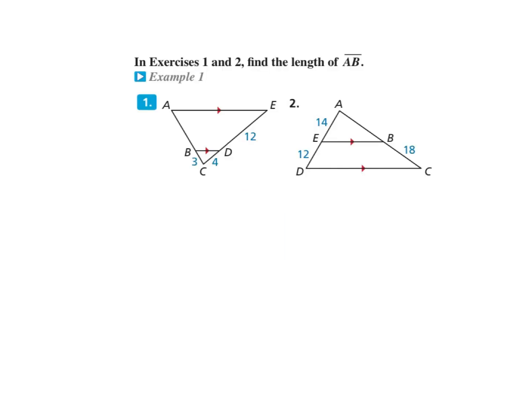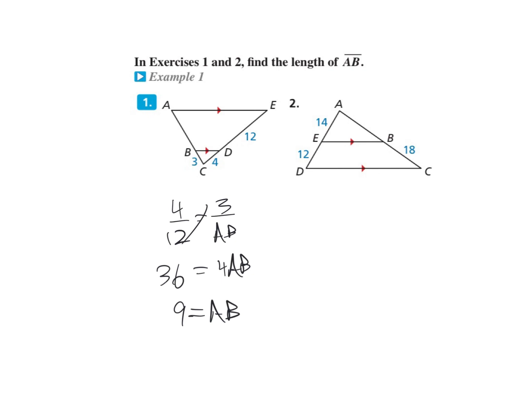So find the length of AB. So you have parallel lines here, which means you can set up 4 is to 12 as 3 is to AB. So 4 is to 12 as 3 is to AB. And you cross multiply. 36 is 4AB. Divide off the 4. And 9 is AB.